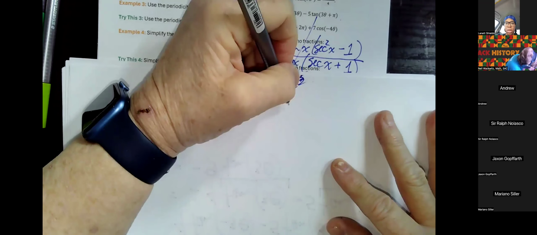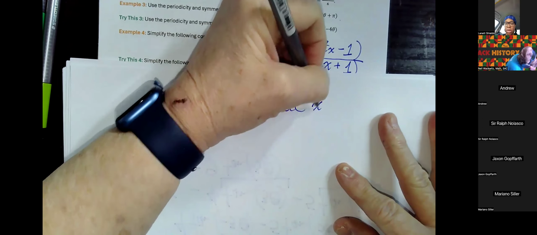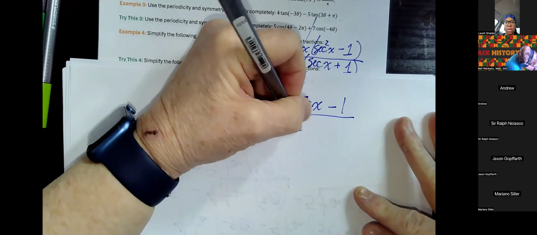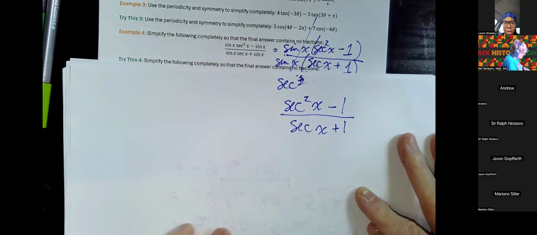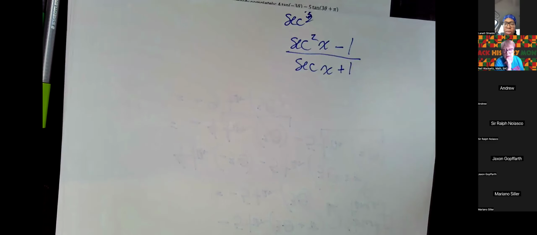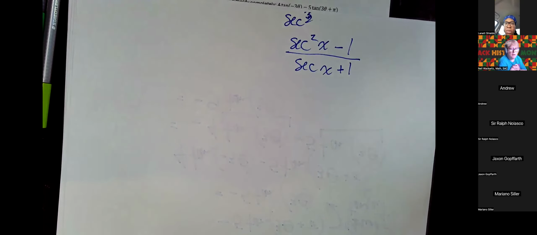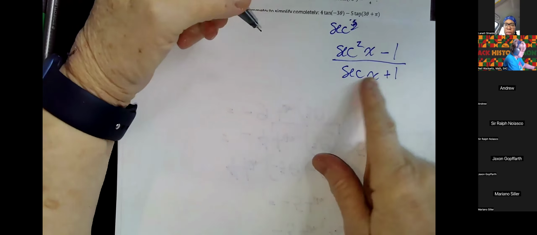Okay, I've got secant squared minus 1 over secant plus 1. How can I reduce that fraction? Is there a factoring thing that exists in that fraction? There's a secant squared and a secant. You could factor secant squared to be just secant times secant. We could write it that way, but I'm going to do something that will make it clearer, maybe.